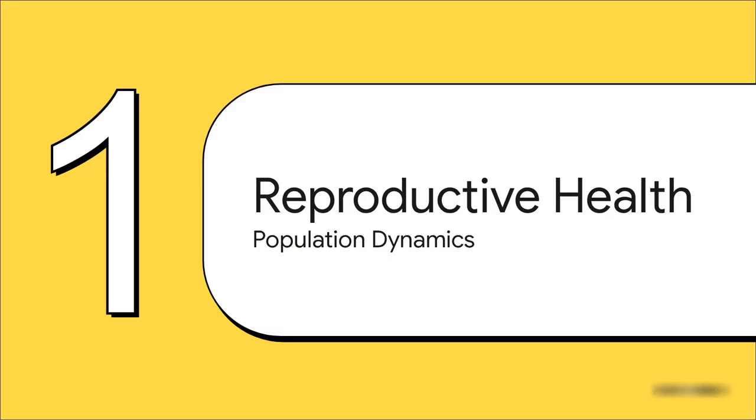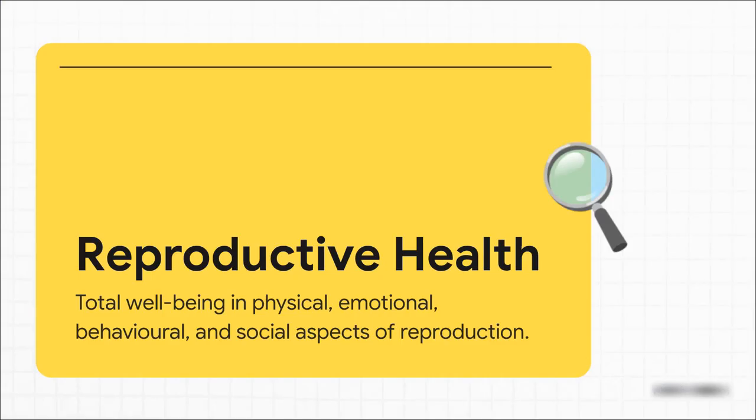All right, Section 1, Reproductive Health and Population Dynamics. To lay down the foundation here, we have to look at the World Health Organization. They define reproductive health as a total well-being in all aspects of reproduction, right? So what does that actually mean? Well, it's a huge distinction.